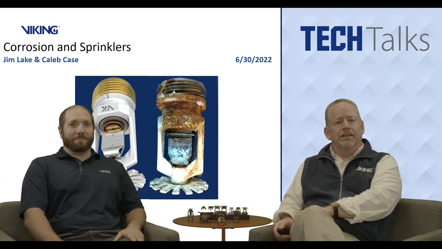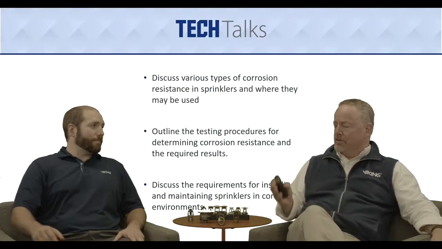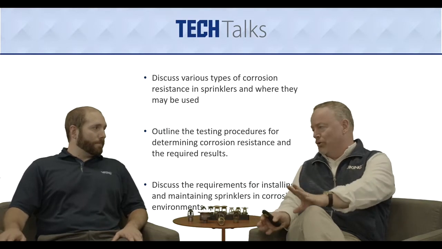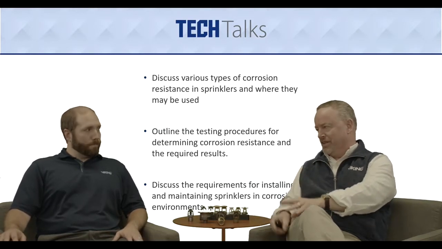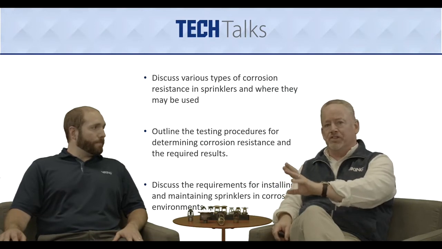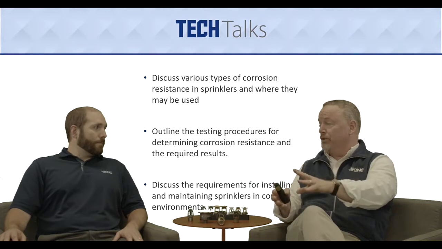We can take them live right here. Basically what we're going to do today, Caleb, is discuss the various types of corrosion resistance. We're not going to get into corrosion itself. We're going to say corrosion exists, but we're going to get into the types of corrosion resistant sprinklers and where they may be used. So we'll get into some of those examples as well.